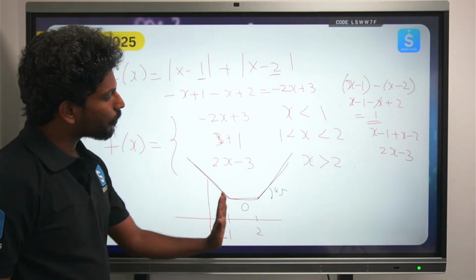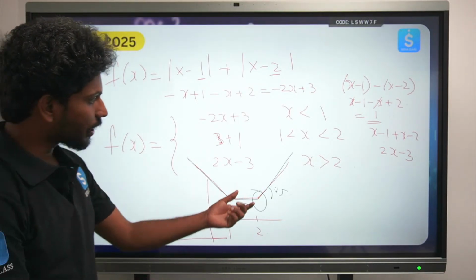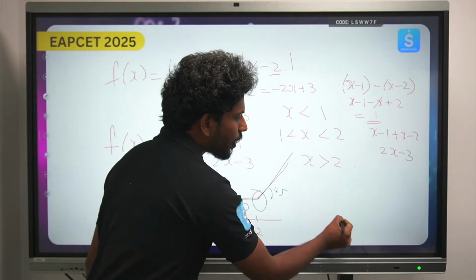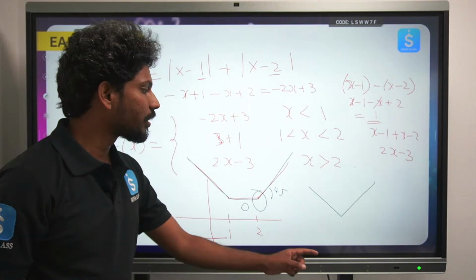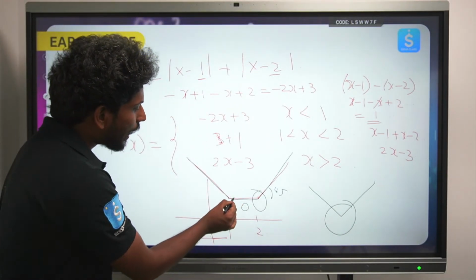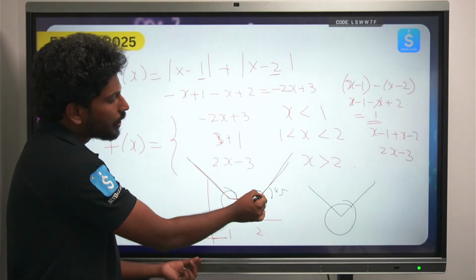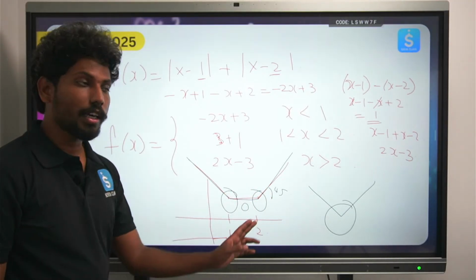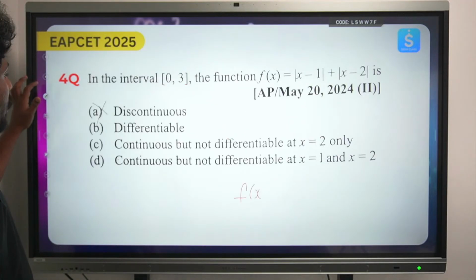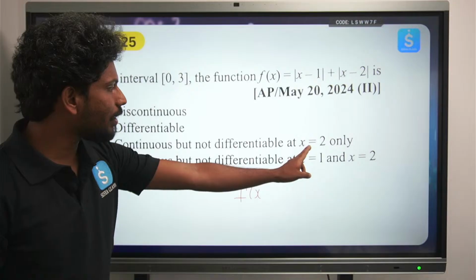So as you are approaching from the left hand side, this point is a point of non-differentiability. Whenever you have sharp edges on a curve, then you can say it is a non-differentiable function at that point. Similarly, wherever there are sharp edges like this, you can say it is a point of non-differentiability. So now you can say it is continuous but not differentiable at x equals to 2 only.